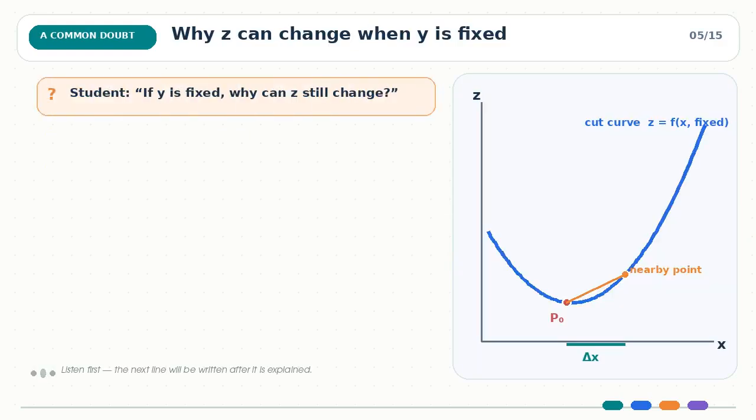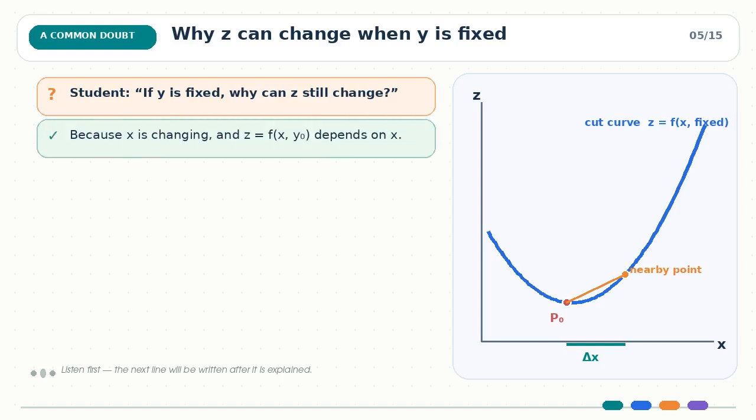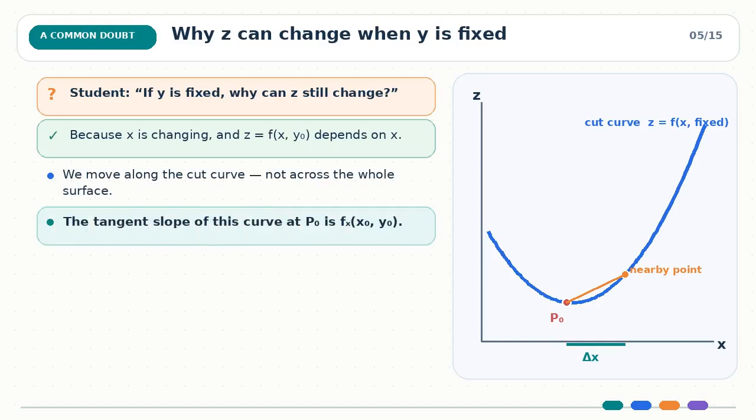A student may ask, if y is fixed, why can z still change? Because x is still changing, and z equals f of x, y0, so its height can change as x changes. We are moving along the cut curve inside the plane, not wandering freely across the whole surface. The tangent slope of this one variable curve at P0 is exactly f sub x at x0, y0.